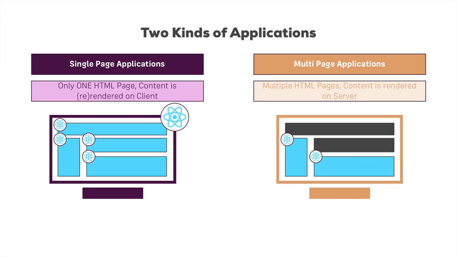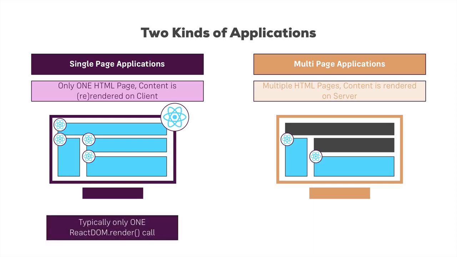Therefore, in the single application case, which is the case we'll cover in this course, we typically only have one React DOM render call, this method you saw in the previous lectures where we created our first app. Now, we only need one because we have one root app component there, which is mounted to the DOM, which hosts all other React components.